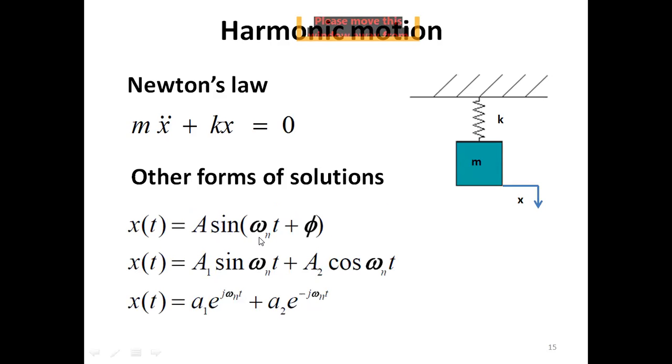But remember, if you look at the equations, in this equation there are two unknowns, A and phi. Also in this equation, there are two unknowns, A1 and A2. And also in this equation, we have two unknowns, small a1 and small a2. So all these equations have two unknowns. Once we know the values of these two unknowns, we completely know the response, or displacement, of the system. And in order to find these two unknowns, normally we use the initial conditions.